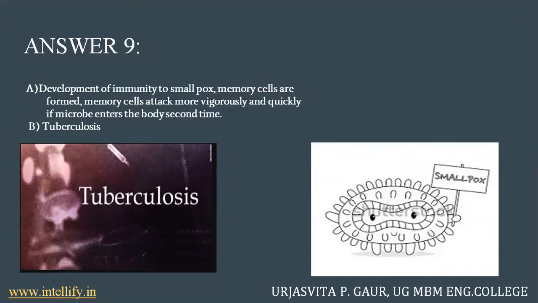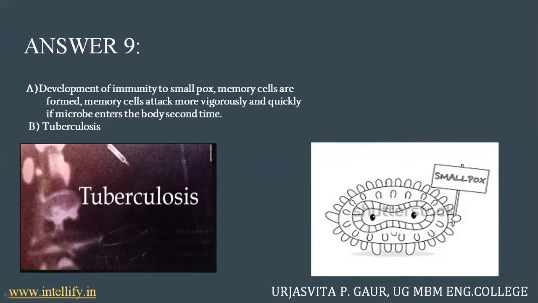And the second part was: name one disease associated with the attack of microbes on the lungs. That disease is tuberculosis. It affects the lungs in a very adverse way. Some of the major symptoms are regular bloody vomit, vomit which is full of blood, and then fever and other things associated with tuberculosis as a disease.